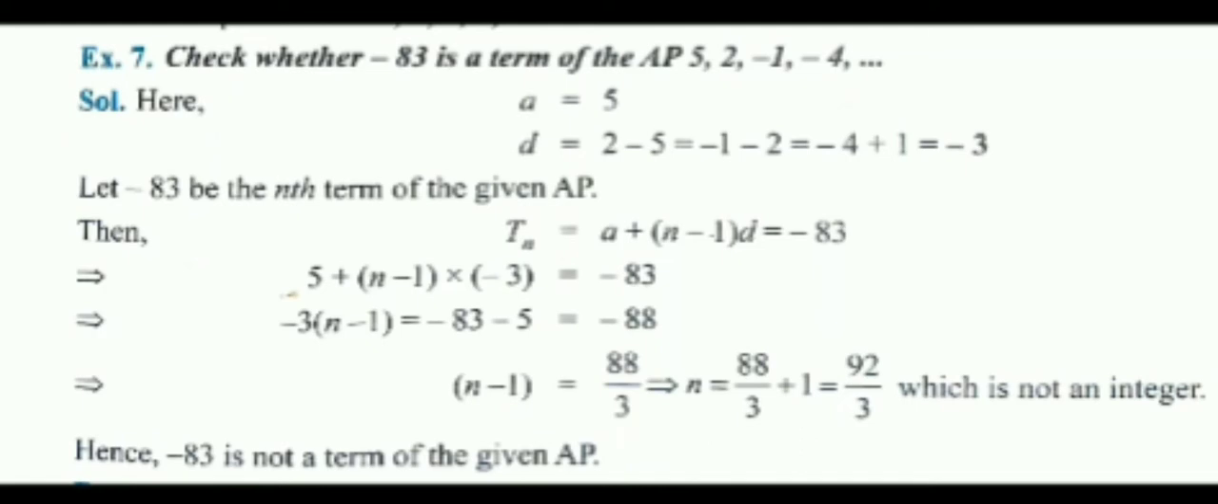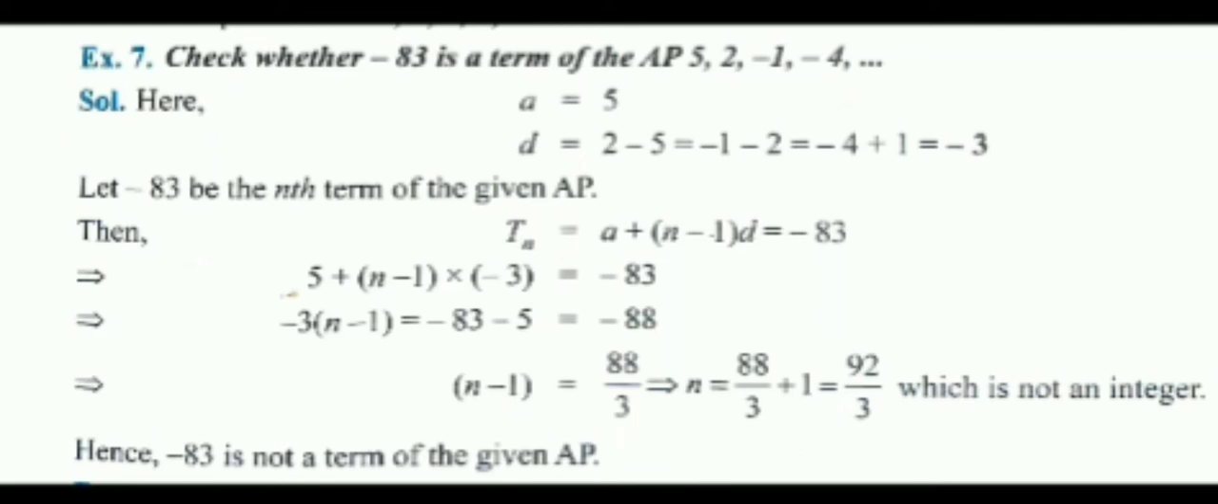first, as I said, if you subtract the first term from the second term, you will get the common difference. So here, 2 minus 5, the second term is 2, 2 minus 5, and minus 1 to 2 and minus 4 to minus 1, you have to subtract. So 2 minus 5 is minus 3. So our common difference is minus 3. And whether minus 83 is a term of the AP or not, we have to check it.